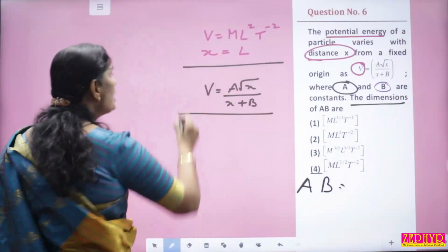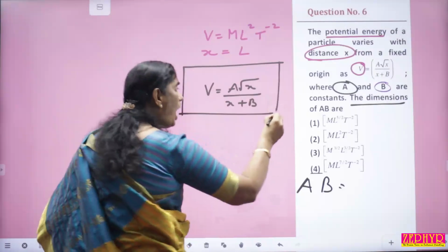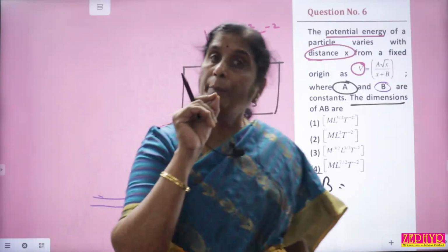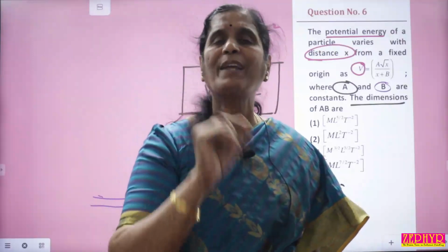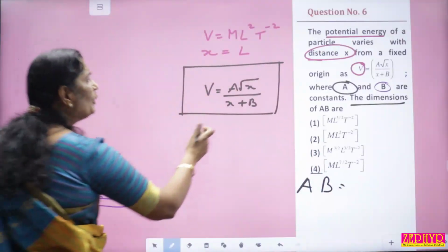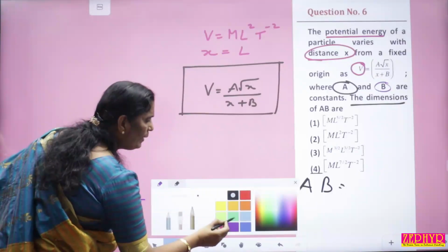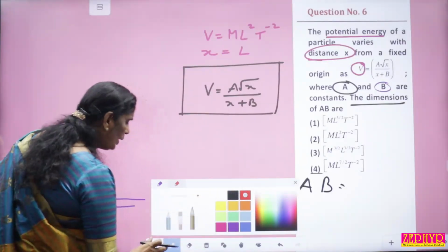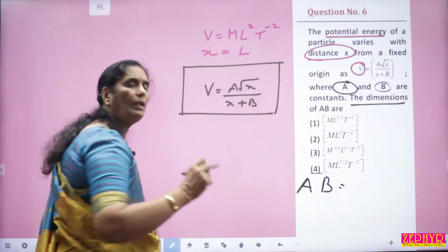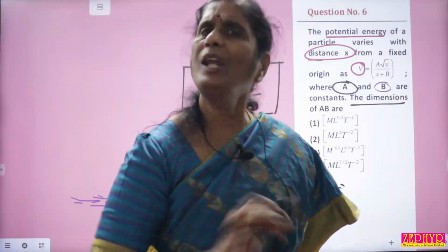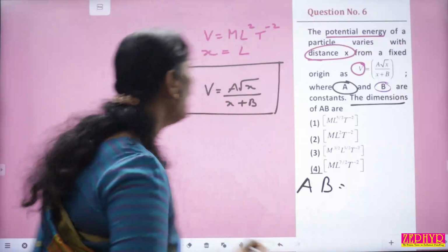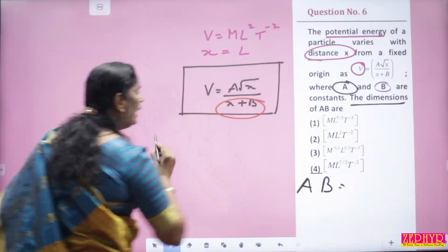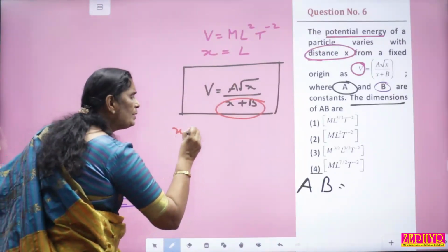So in this dimensional formula, we have to start from plus or minus. That is the clue. We have to look at where we are having plus and where we are having minus, and whether it is in the numerator or the denominator. If there are just a couple of terms with plus or minus, that is what we take. Here, let us take x plus b.